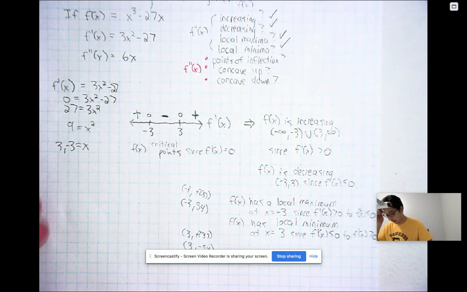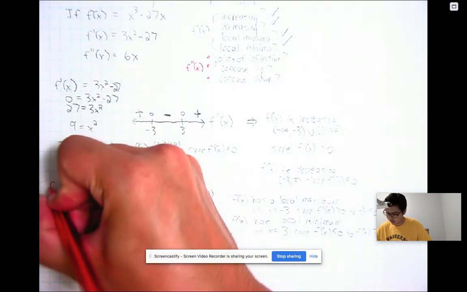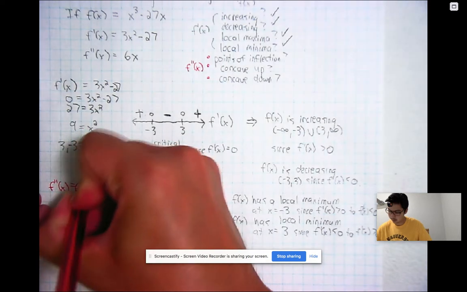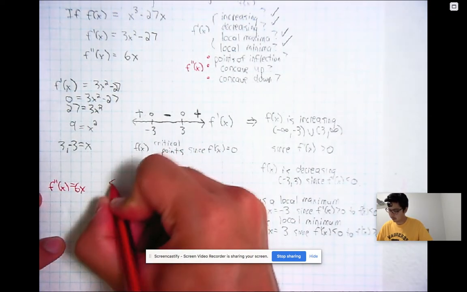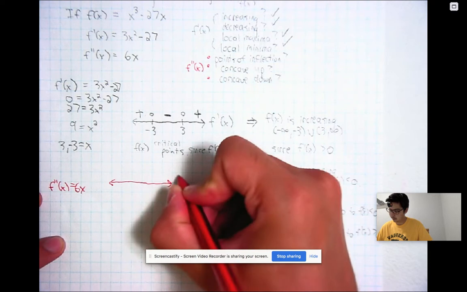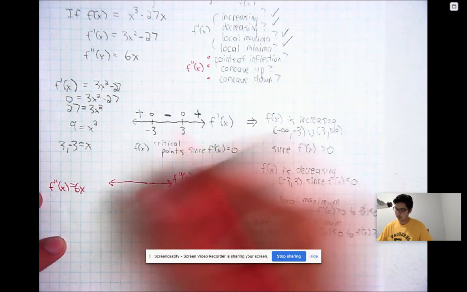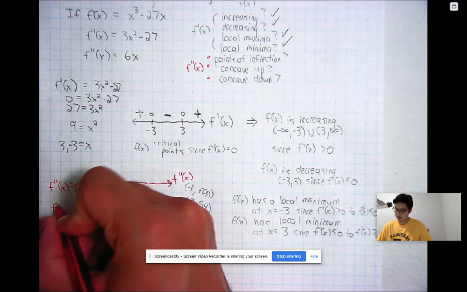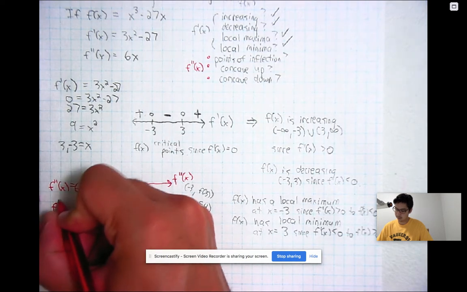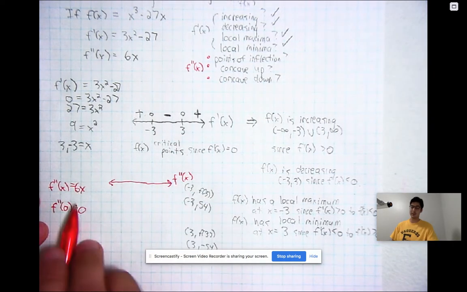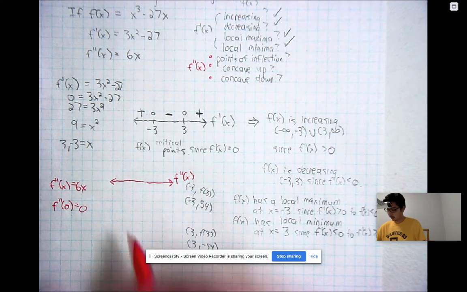So points of inflection. So let's look at the function algebraically. So f double prime of x is equal to 6x. Let's find its zeros. So f double prime of x, we know that it'll equal 0 at x equals 0. f double prime of 0 will equal 0. 6x equals 0 then.